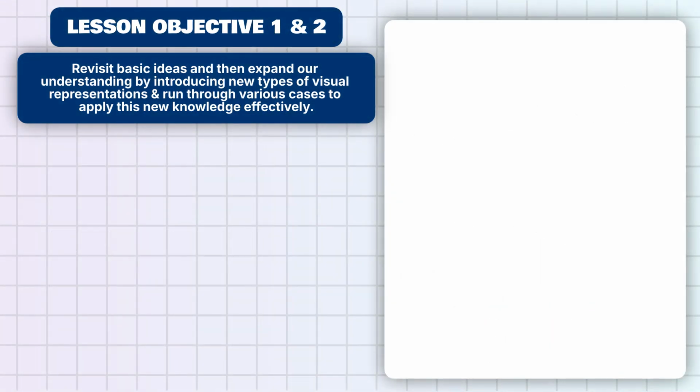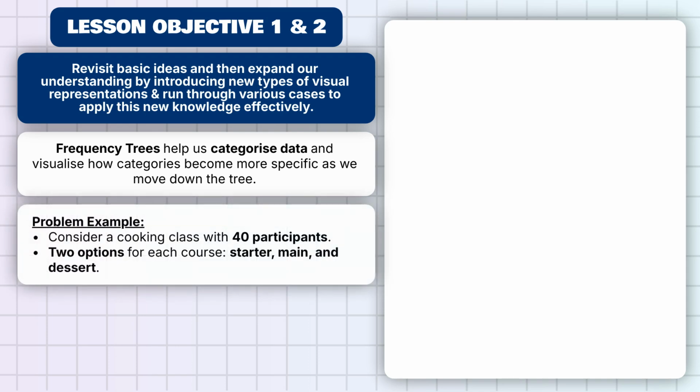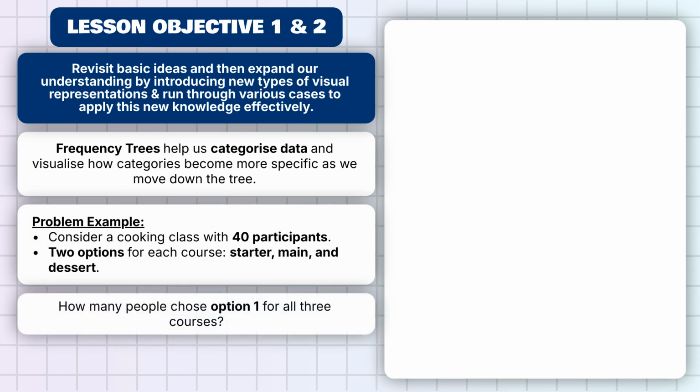Next are frequency tree diagrams. These diagrams help us categorize data and visualize how categories become more specific as we move down the tree. Consider a cooking class with 40 participants. They have 2 options for each course: starter, main, and dessert. If we want to find out how many people chose option 1 for all 3 courses, a frequency tree is suitable. Start with a branch for those who chose option 1 for the starter.